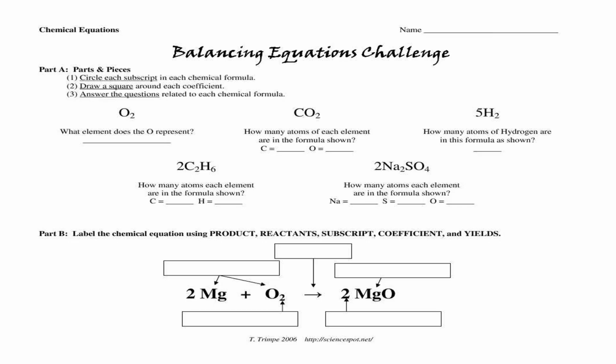So, go back to your sheet, and based on what we've just covered, I want you to label that part B. I want you to label the product, the reactants, subscript, coefficient, and yield. So looking at your sheet, I want you to go ahead and label those things.